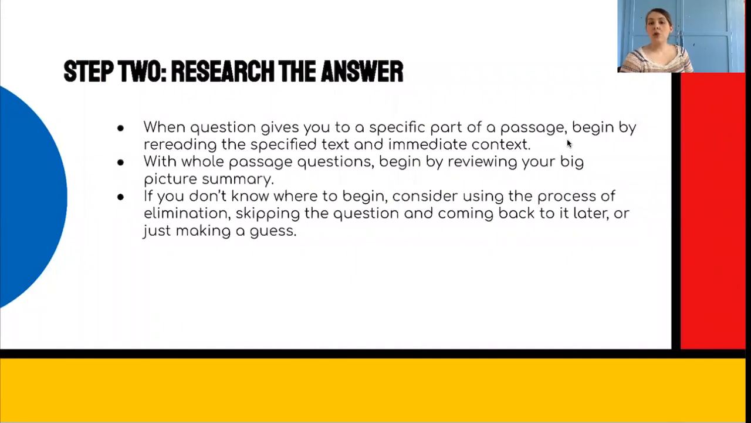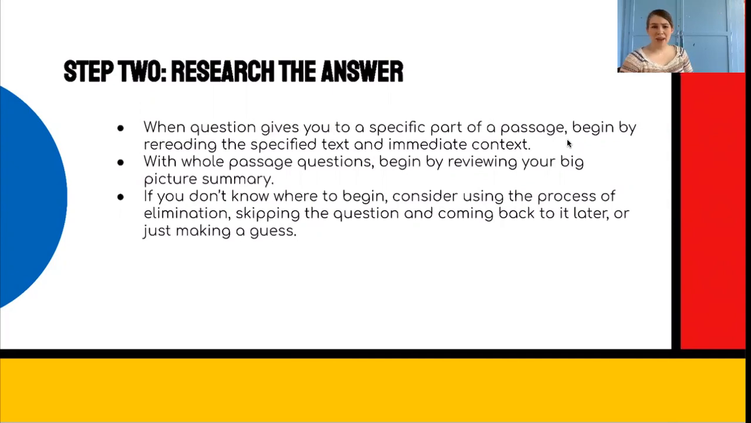Second step is to research the answer. When a question gives you a specific part of the passage, this is when you go back and read that part and read the context that's right before and right after it. If it doesn't give you a specific part and it's more talking about the passage as a whole, this is when you go and review your summary at the end of the passage. If you don't know where to begin, start by using the process of elimination, looking at the answer choices that don't seem to work and finding the one that does.